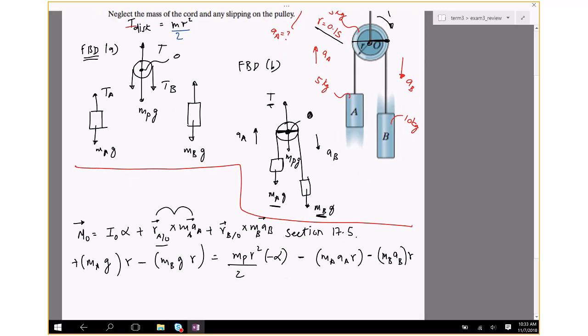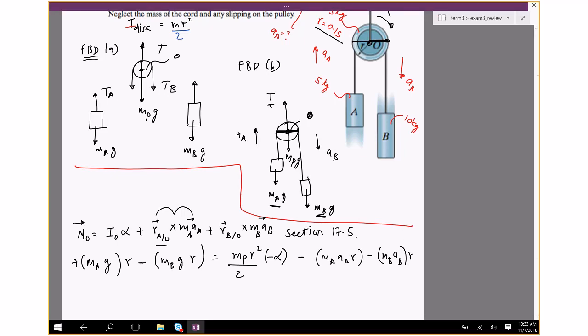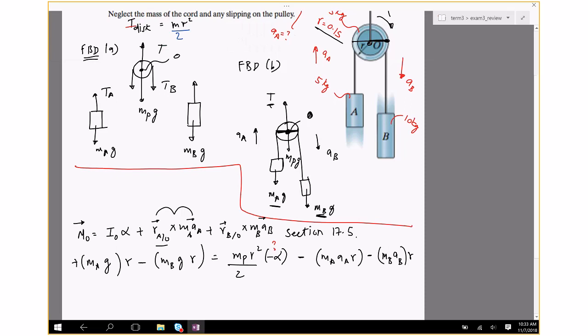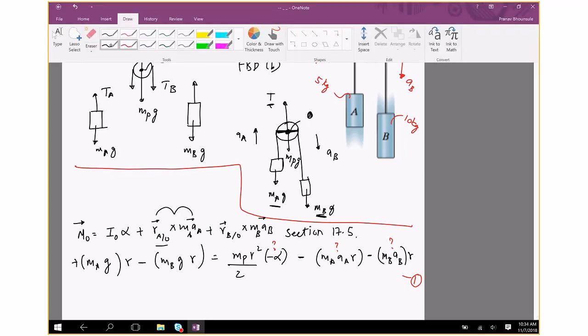Okay, so everything here is known except for alpha, a_A, and a_B. Everything else is known. You're given mass, gravity, radius, and so on. In this case, it's one equation and three unknowns: alpha, a_A, and a_B. So let's just write this as one. We need to generate two more equations to solve this problem, and the two equations actually come from kinematics.